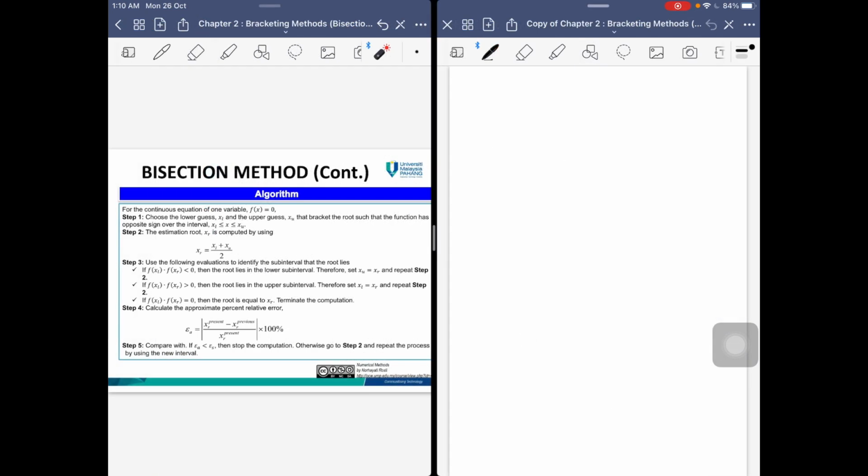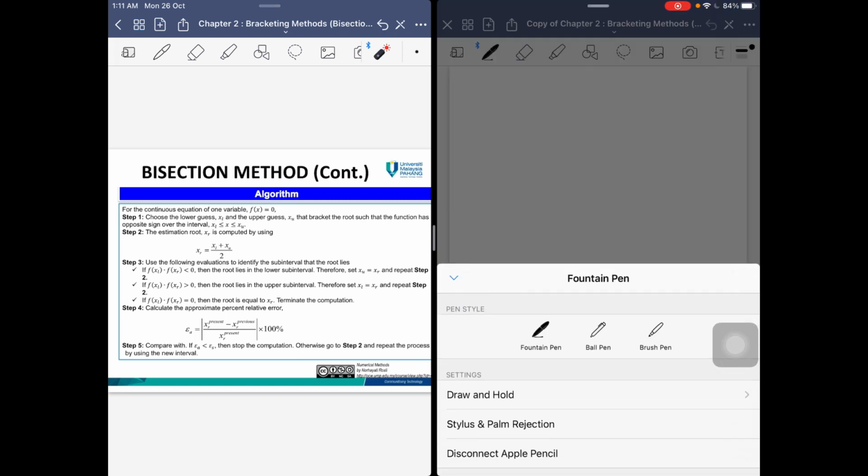Okay, now we look at the algorithm to implement the bisection method to calculate the roots for the given function f(x). For the continuous equation of one variable f(x) = 0, step number 1: choose the lower guess XL and the upper guess XU that bracket the root, such that the function has opposite sign over the interval x between XL and XU. Okay, let me give you the idea on this slide here.